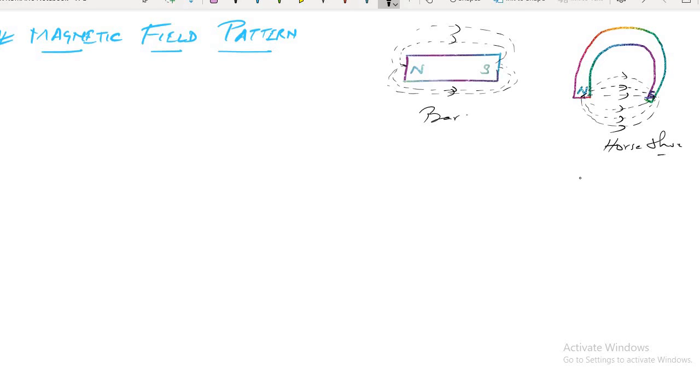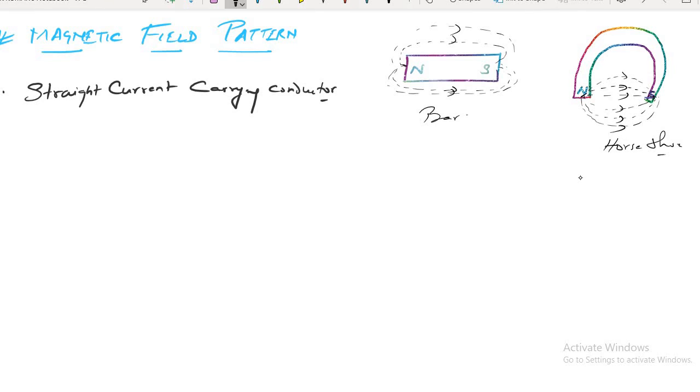Now let's move on to magnetic field pattern. The first one that we are going to do is for a straight current carrying conductor. Number one, straight current carrying conductor.